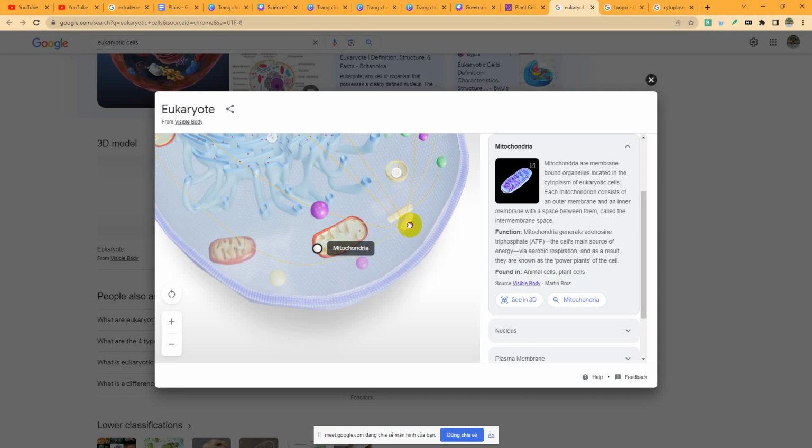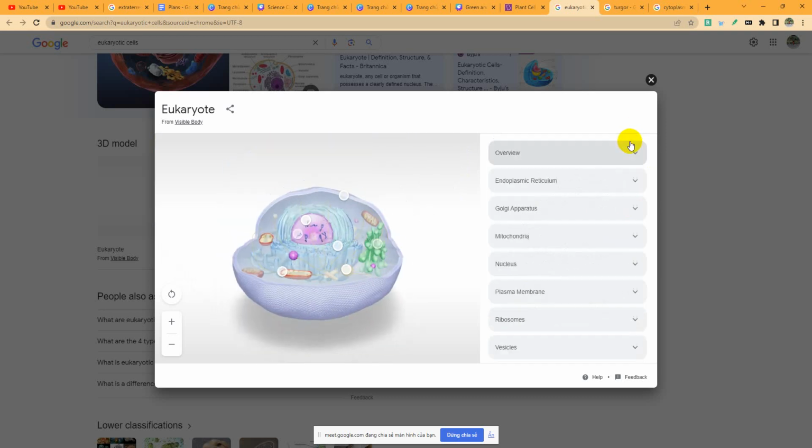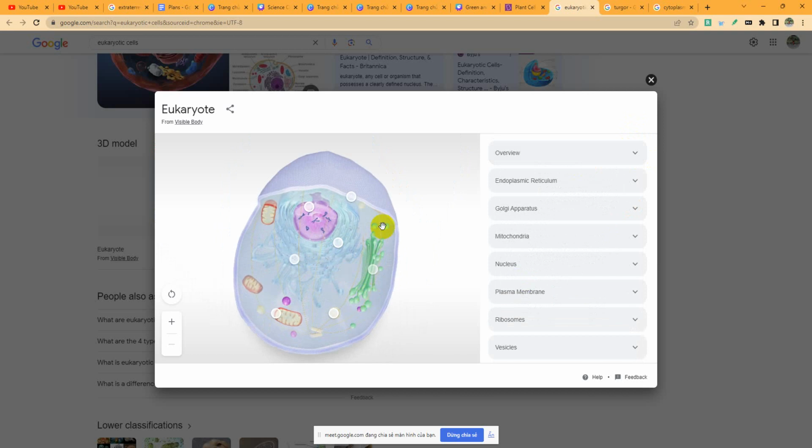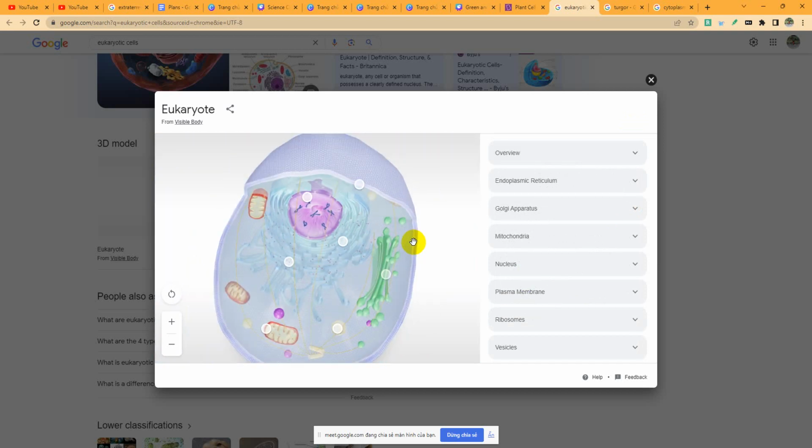So yeah, most of them are just responsible for producing energy and generating materials and resources to maintain the cell's survival. So that's the mitochondria. I'm not gonna go too much into this. It's not that important compared to other components, so I'm just gonna quickly go through it.